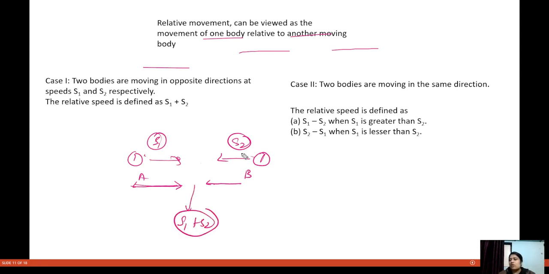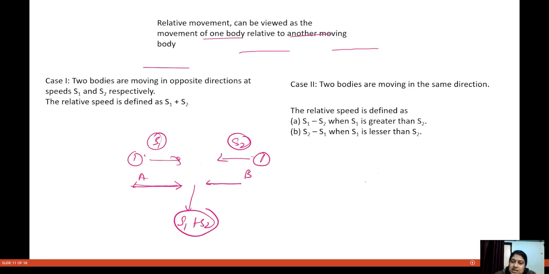Because you are covering distance with some speed and I am also covering distance with some speed, our relative speed will be s1 plus s2. Why? Because both of us are approaching each other with speed s1 plus s2. We are moving towards each other with speed s1 plus s2. So this is one condition.